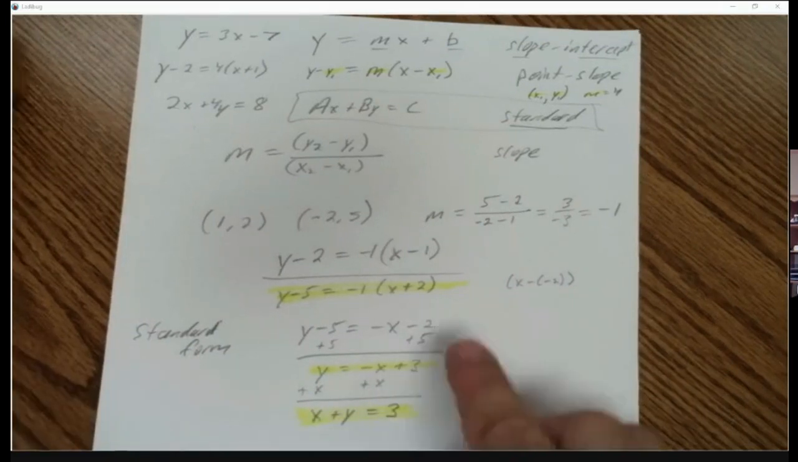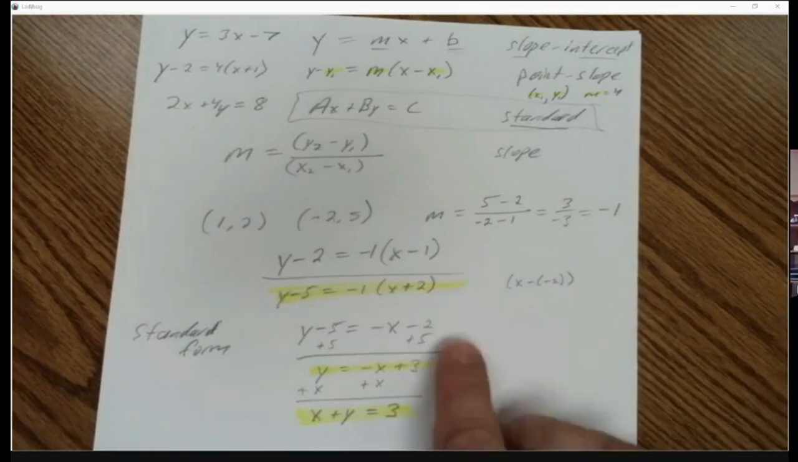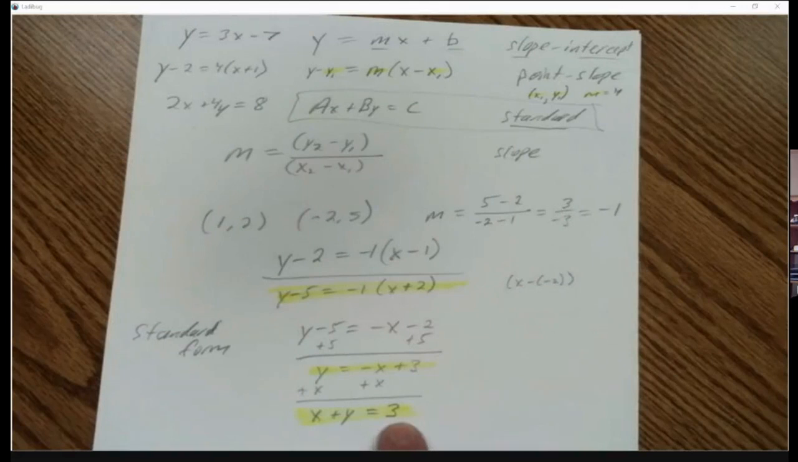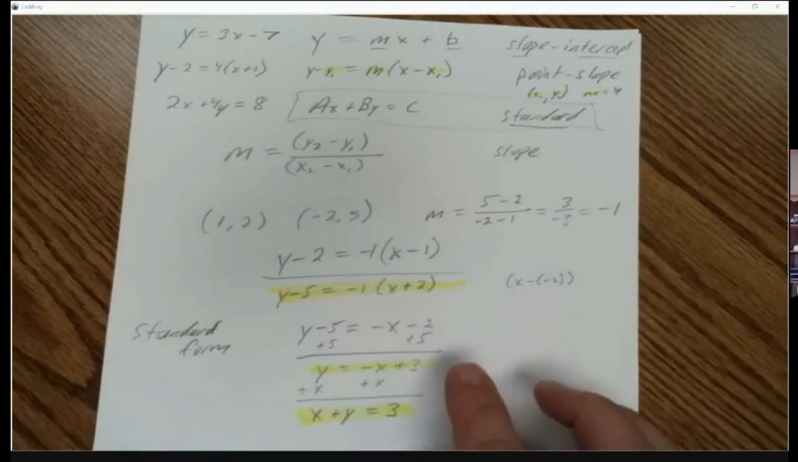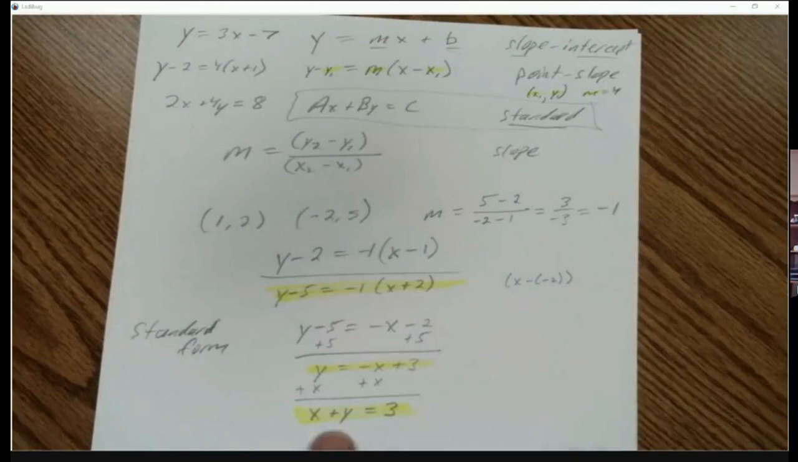We have it in point slope form, we have it in slope intercept form, and we have it in standard form. Those are all the same line. We just use a little algebra to rearrange the equations, and we can make the same line be in point slope, slope intercept, or standard. Remember, standard has both variables on the left side and the constant on the right side, which is all we did: we just rearranged it to do that.